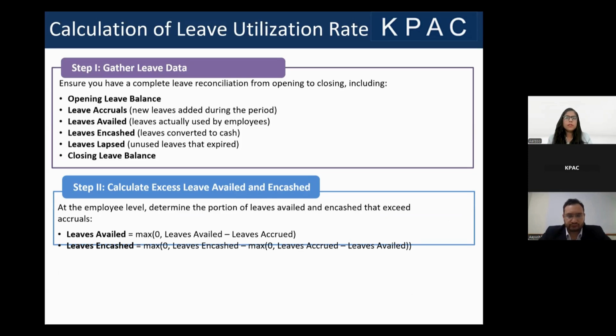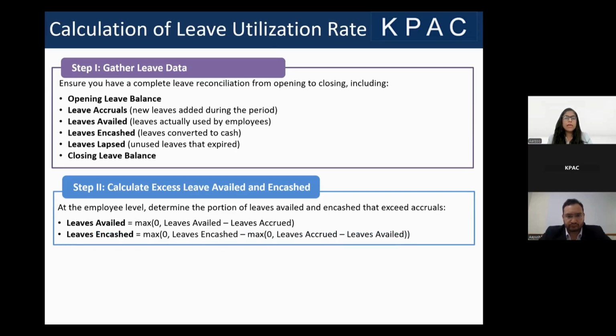Now, the first step here is to gather comprehensive leave data to ensure accurate reconciliation from the beginning to the end of the period. The key components here are mentioned. Opening leave balance, which means the number of unused leaves carried forward from the previous period. Then your leave accruals, which means new leaves added to an employee's balance based on the company's policy. Then comes leaves availed, which means leaves that employees have actually used during the period.